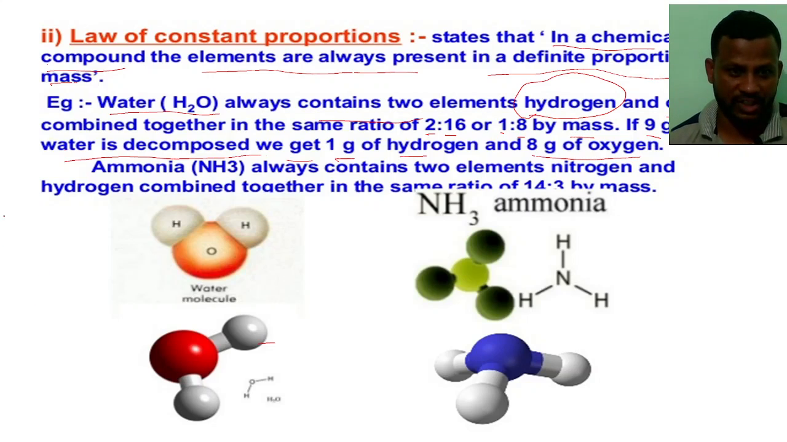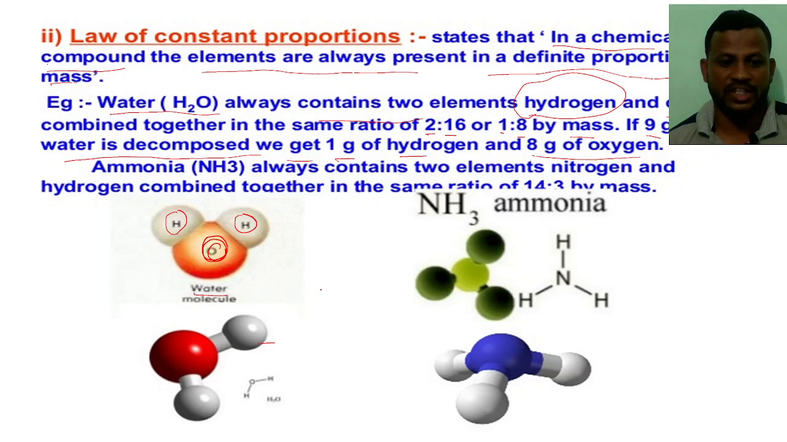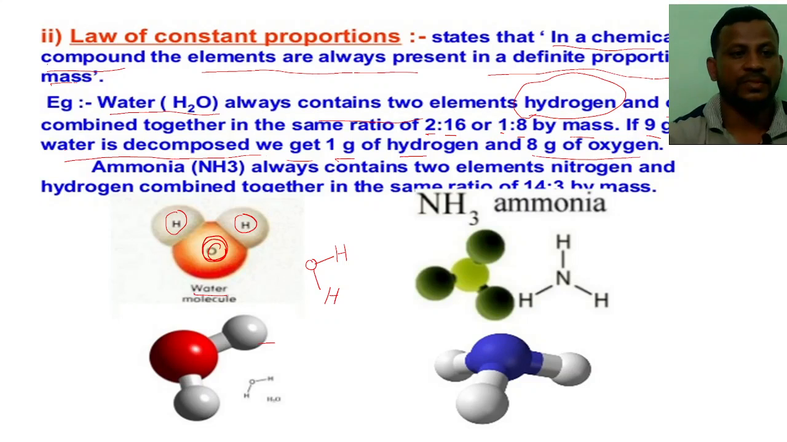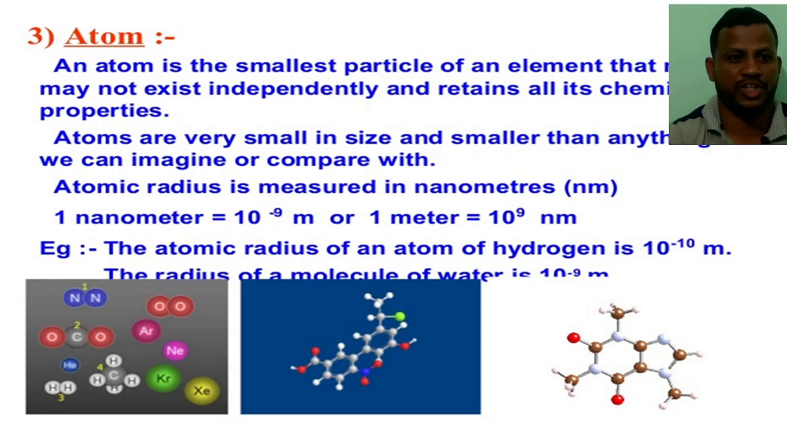Remember, in the picture you can see here. Look here. This is the hydrogen atom, this one is the hydrogen atom, and this one is the oxygen atom. They combine together to form the molecule of water. You can see here O bonds with 2 hydrogens. Are you getting my point? Same here. This is the law of constant proportions.